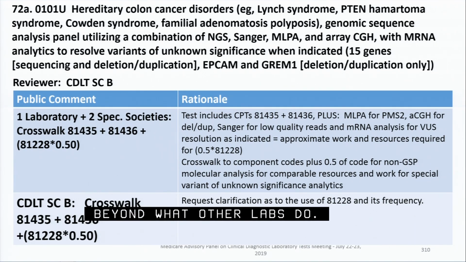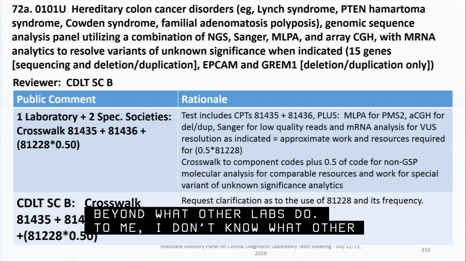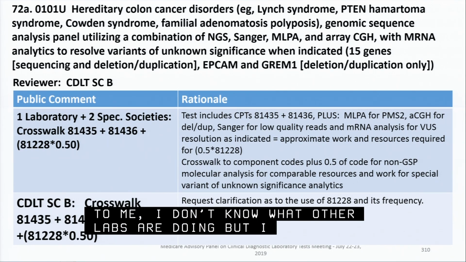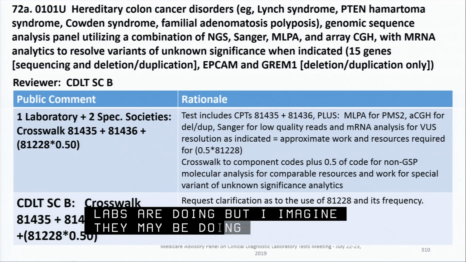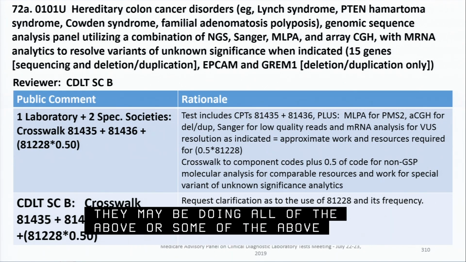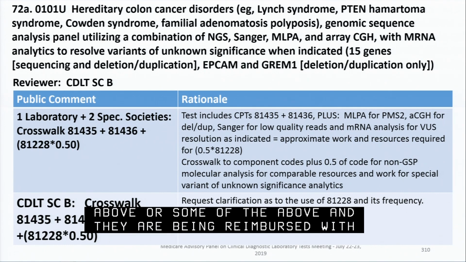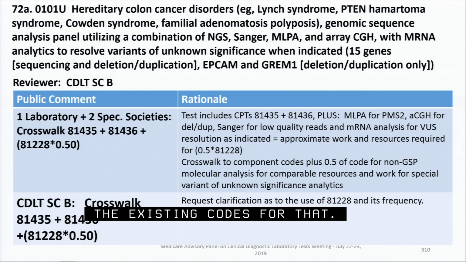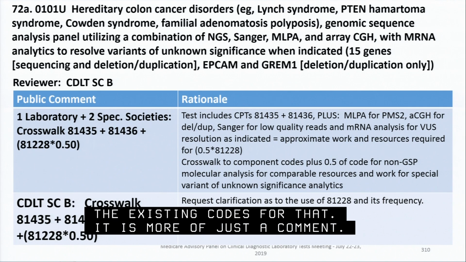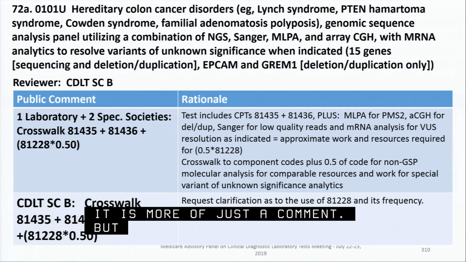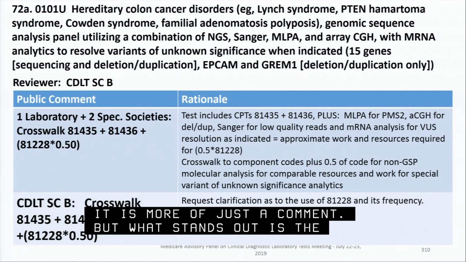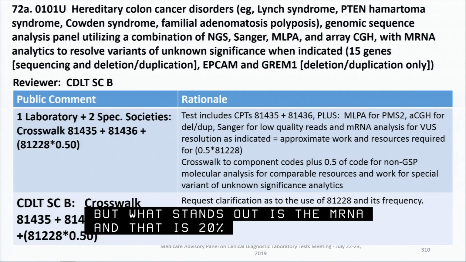So to me, I don't know what other labs are doing, but I imagine they may be doing all of the above or some of the above, and they're being reimbursed with the existing codes for that. So it's more just a comment, but I think the thing that stands out here is the mRNA when there's an uncertain variant. We talked about that's 20 to 35% of the time, depending on the test. It's less than that. That was the less than 5% that I commented on, to be clear. Okay.